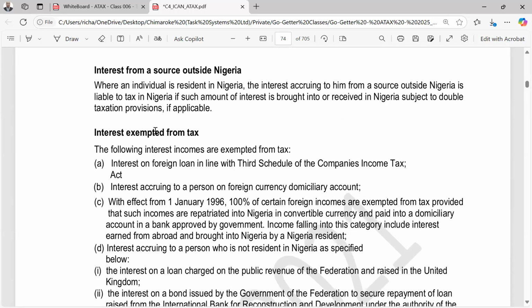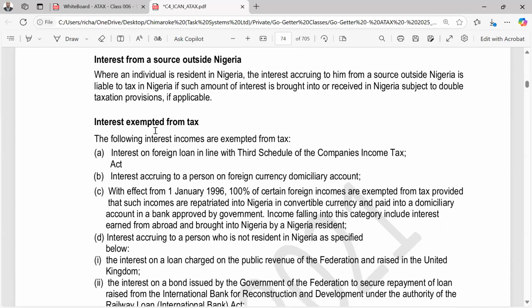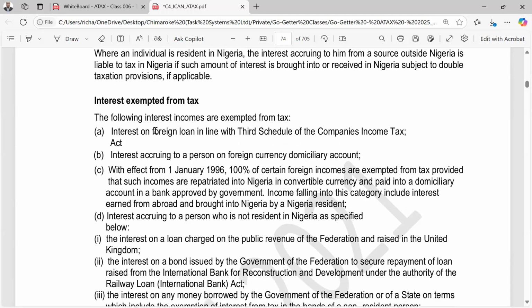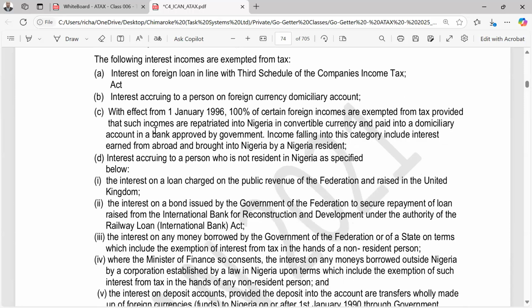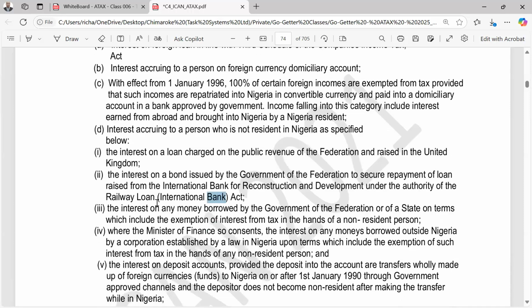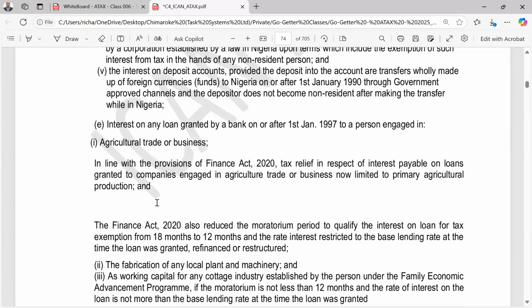I would like you to read some of these interest exempt from tax. Some of these things are things you have to read and remember. I'm going to a more technical place.